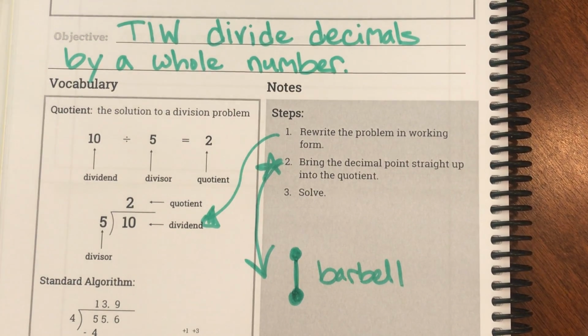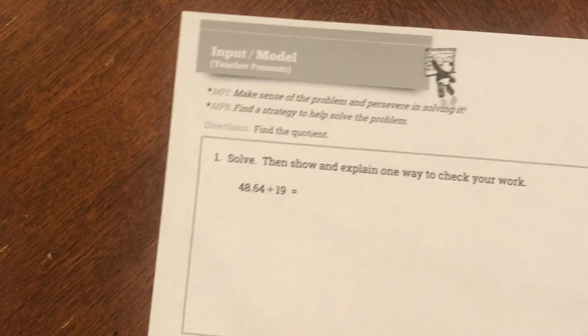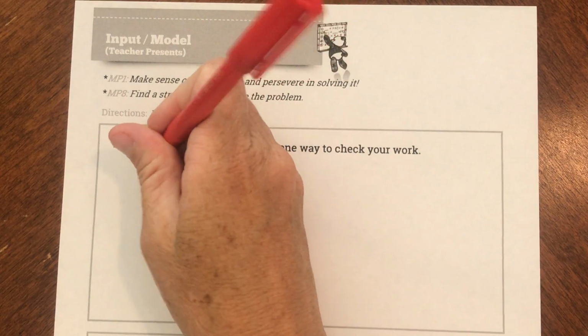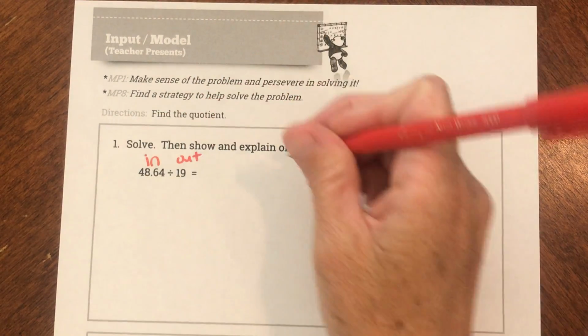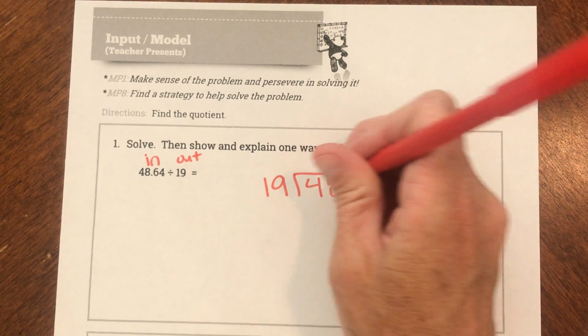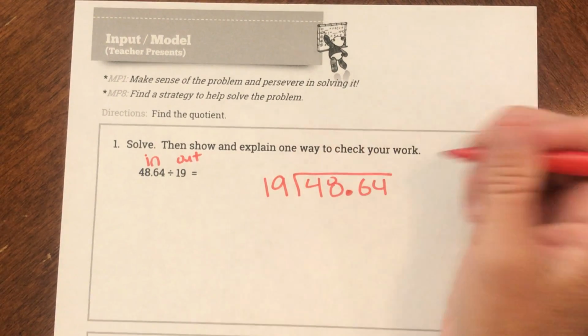Okay, so what does this actually look like? I'm going to grab my red pen if you want to put your pencil down for a moment. Here's my first problem. 48 and 64/100ths divided by 19. So I'm going to step 1, rewrite the problem in working form. My dividend goes inside, my divisor goes outside. So here is my problem.